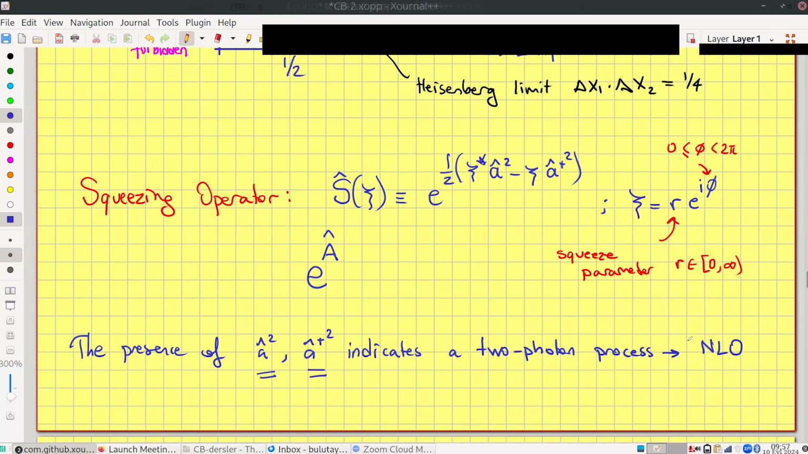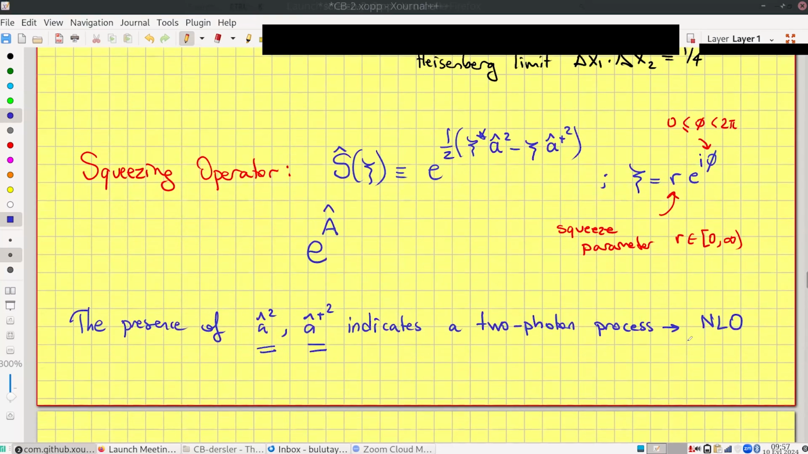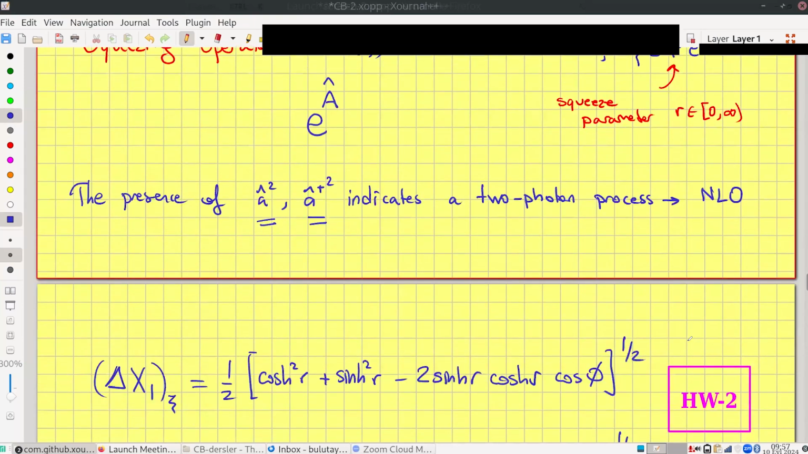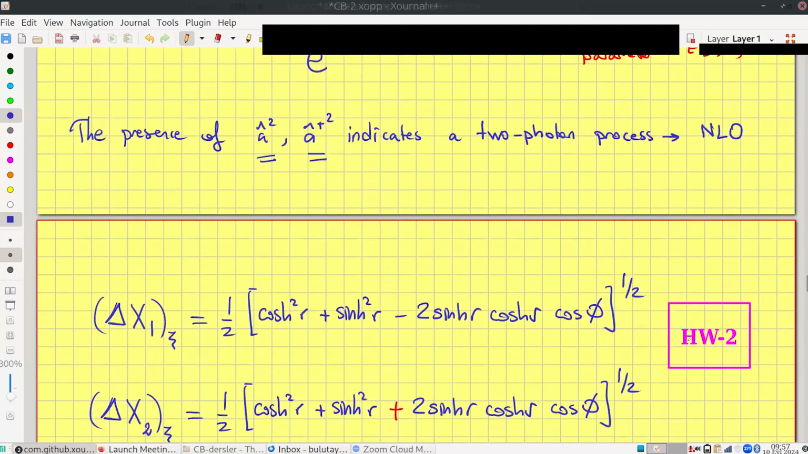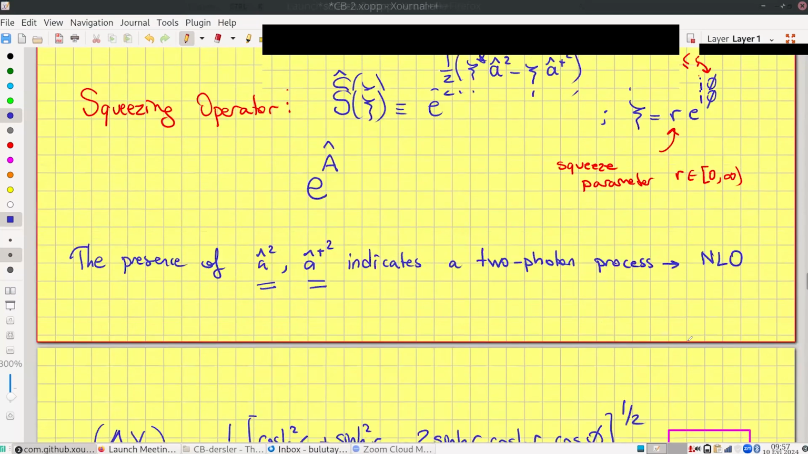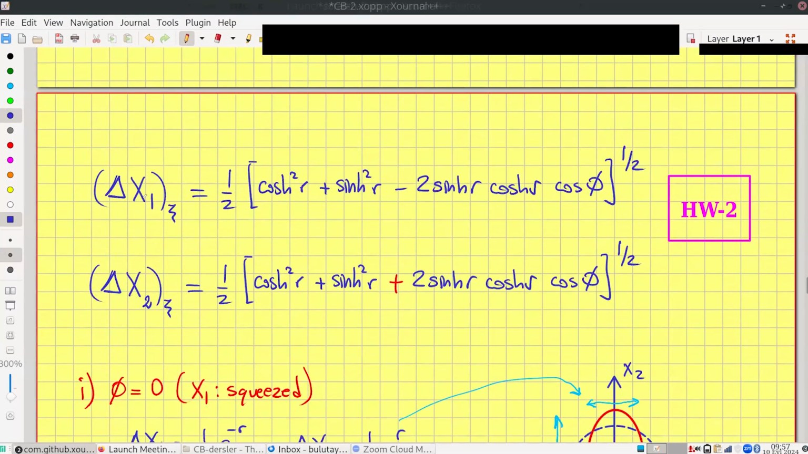So you need some nonlinear optics for generating these squeezings. That's not the only way. In our research, we are also playing around with optomechanics, and you can generate squeezing with amplitude modulation, frequency modulation. So there are various ways that you tailor these Hamiltonians. Okay, but let's go with the standard way. If this is the squeezing operator, you can calculate these standard deviations, which come out in this form.